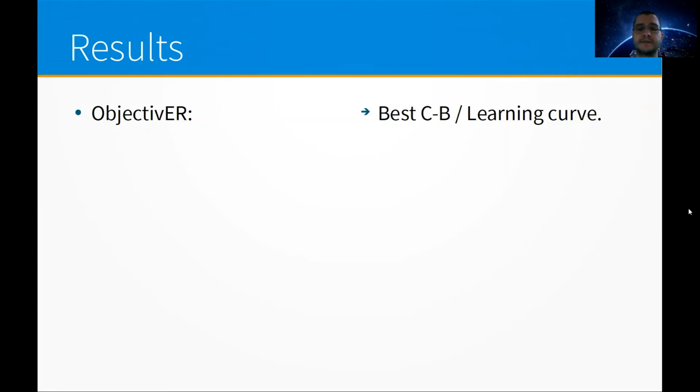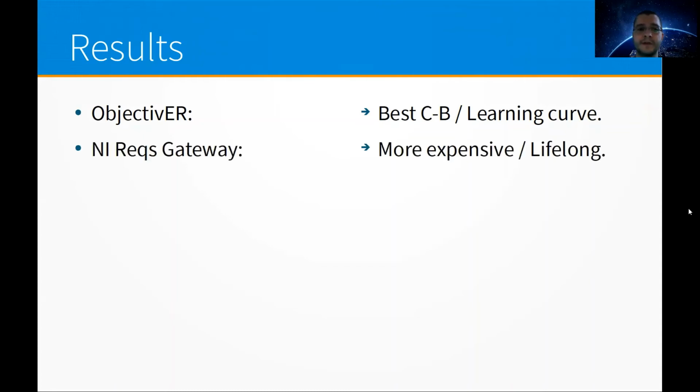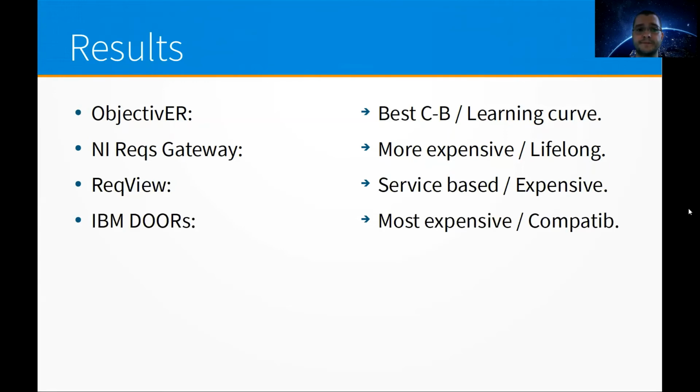Although Objectiver has the best cost benefit, because it is goal-oriented, we will need to be switching from the GOR method to the OR method because GMT uses the OR method. Requirements Gateway is an expensive tool, but its license is lifelong, so it's good for long projects. RecView is not that expensive, but it's service-based, meaning that for short projects, it's the best fit.